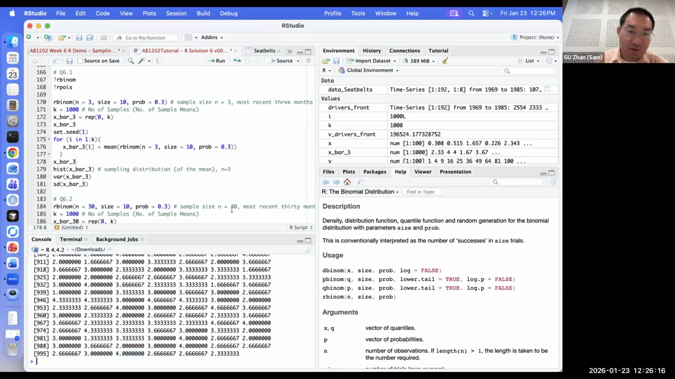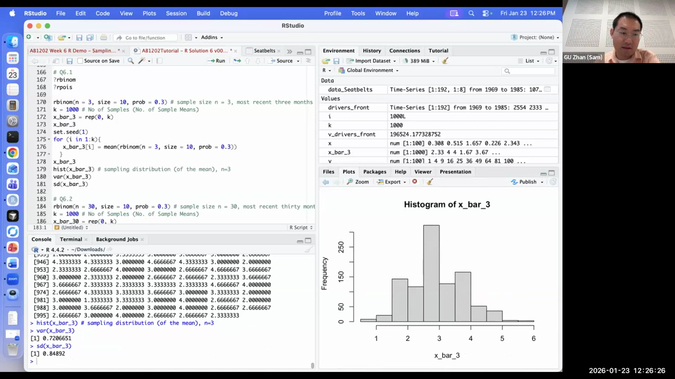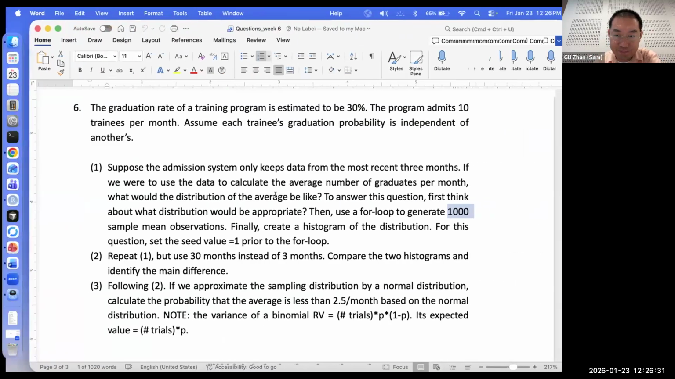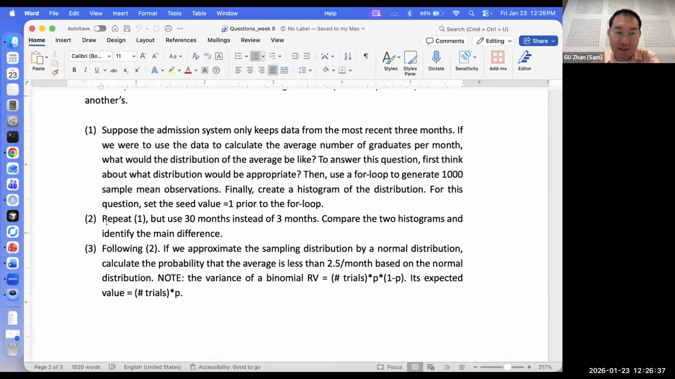So now next we draw a histogram of it. This is a histogram. It looks quite normally distributed. Then what is the variance? What is the standard deviation? Variance is 0.72, standard deviation 0.84. Now, 6.1 we have completed. Next, you will look at 6.2.